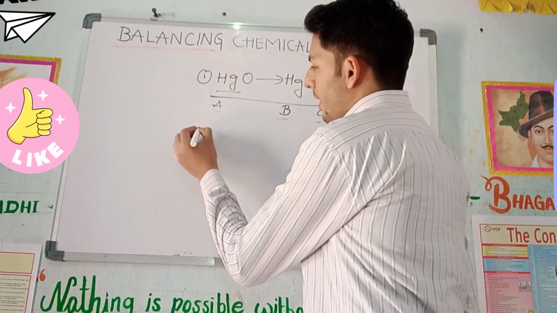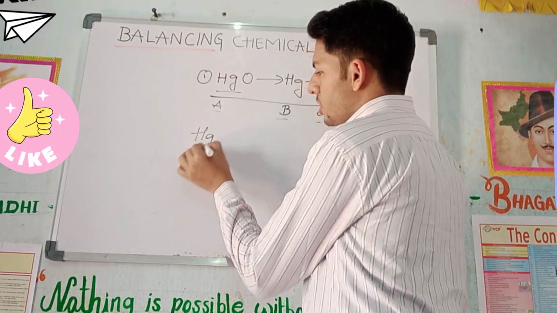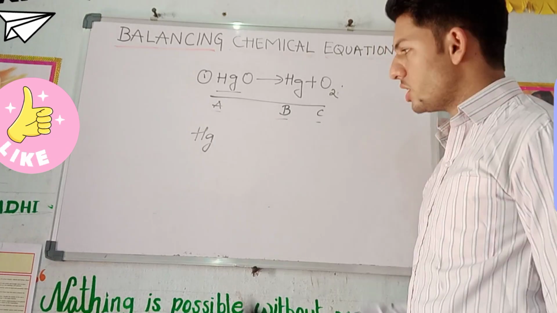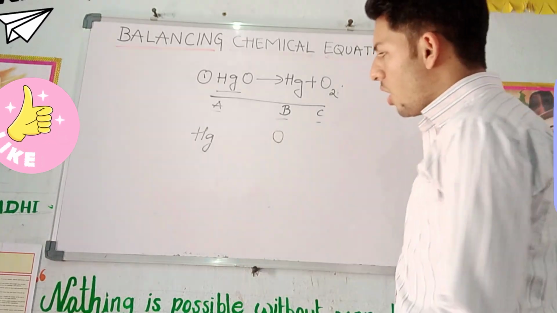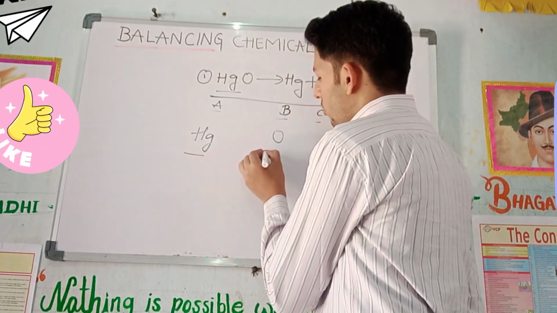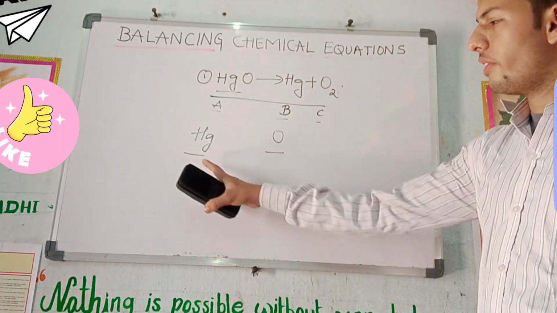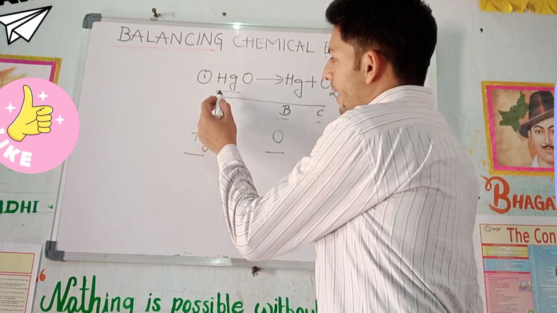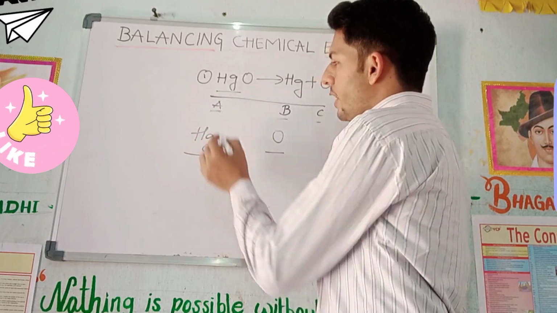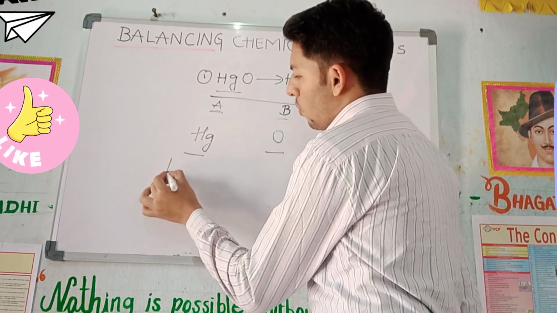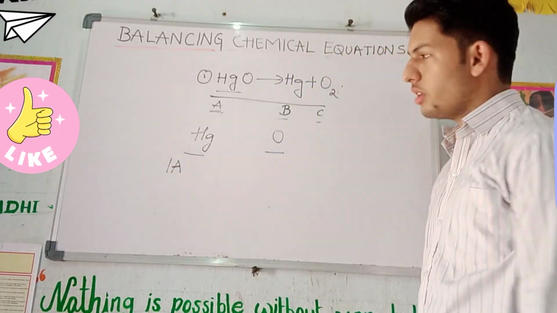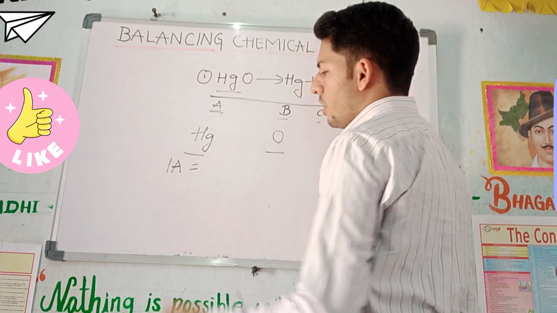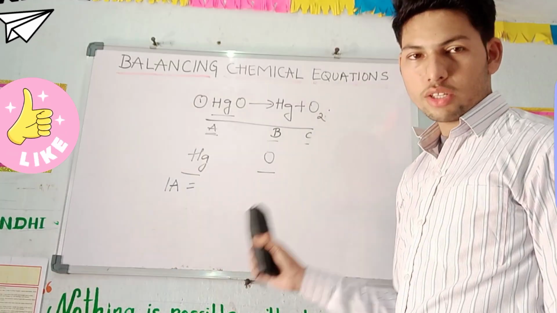We have to write the elements. Hg is the first element, and O is the other element. Now we have to write the number of each element present in the given compound. In A, one Hg is present. Now it is separated by the reactant, so let's give it equal: reactants on one side and the products on the other side.